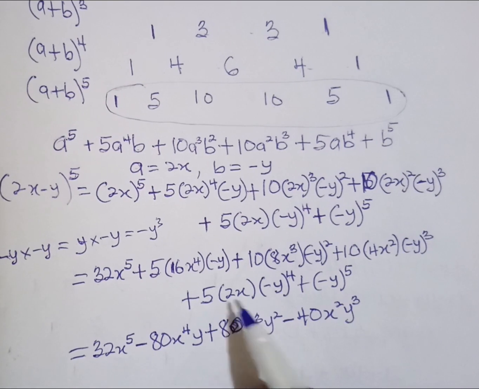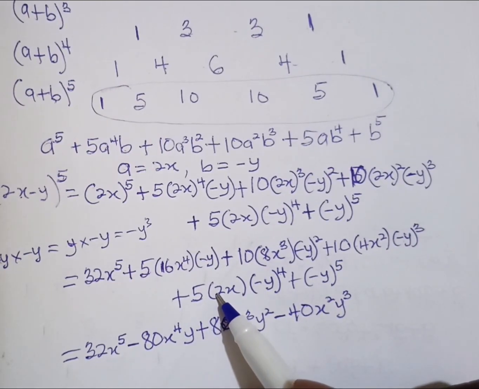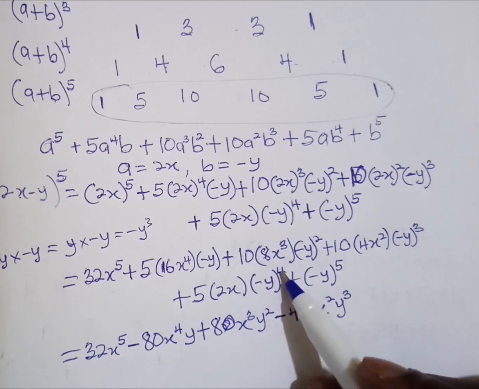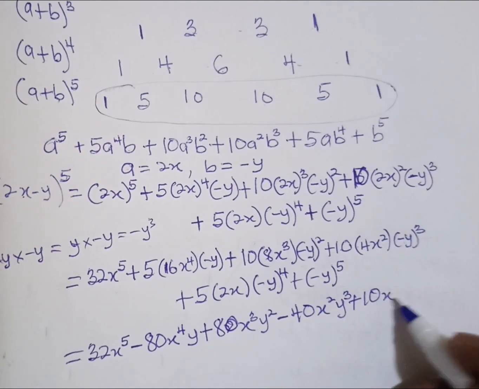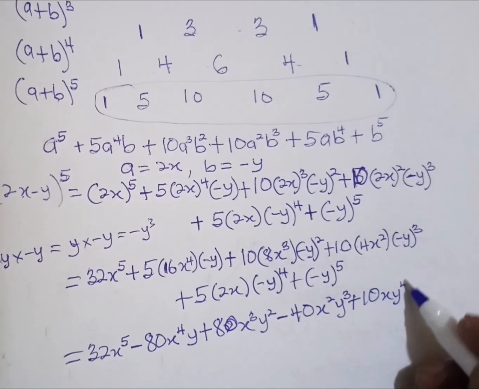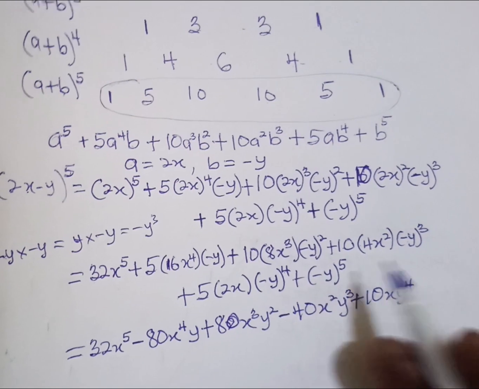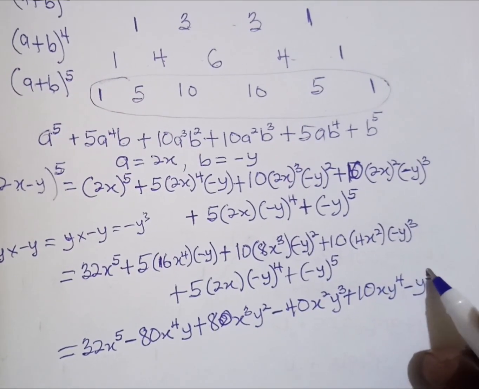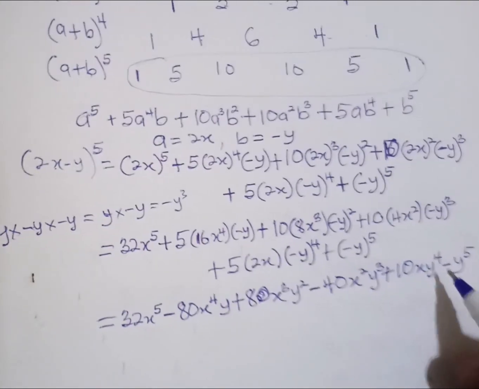Okay, so we can add our here. So 5 times this will give me 10. Good. So 10x, and then we have negative, and because the exponent is even, so it will be what? Positive. So plus 10xy exponent 4. And here, what do you think will be? Because the exponent is what? Odd. So it is still going to be what? Negative. So I have my negative y exponent what? 5. Good.